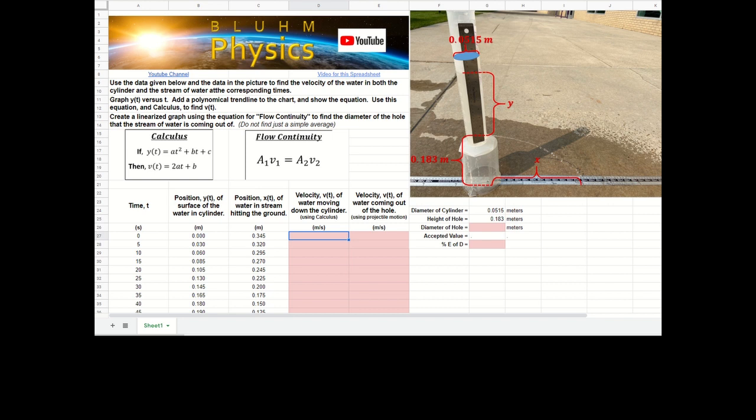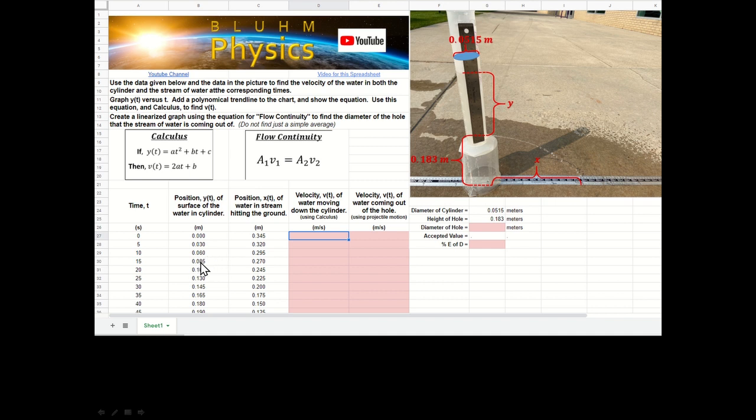So this is going to be our lab, and you'll go to the link in the description to get to this lab. What I have done is I took a video of this water right there and where it was on the ruler. So I'm calling 0 where it started, and then where it was every 5 seconds. So at time 0, it was at the origin. 5 seconds later, it was 3 centimeters, 0.03 meters. After 10 seconds, it was down at 6 centimeters.